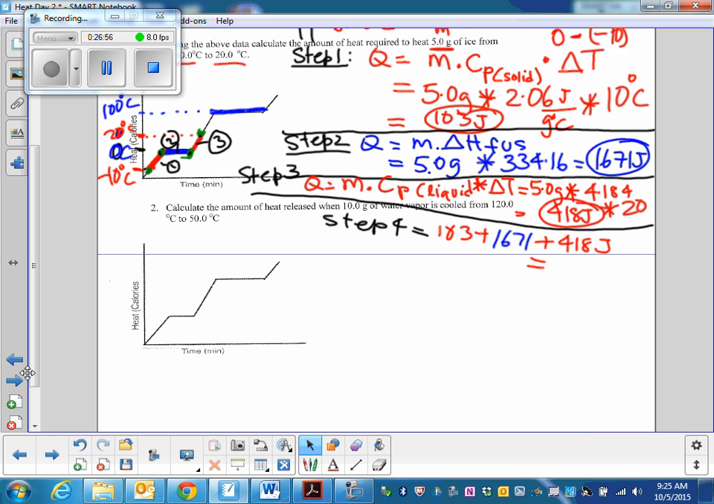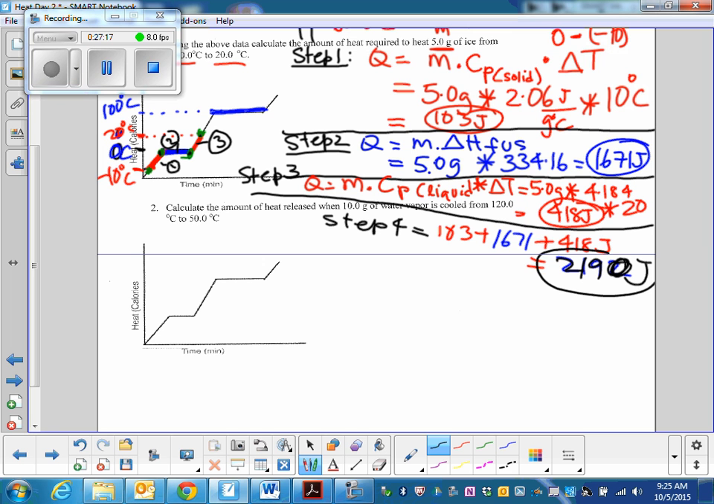103 plus 1671 plus 418 equals 2192. Is that right? I would round to 3 significant digits, and I'm going to report my answer as 2190 joules. Everybody good?